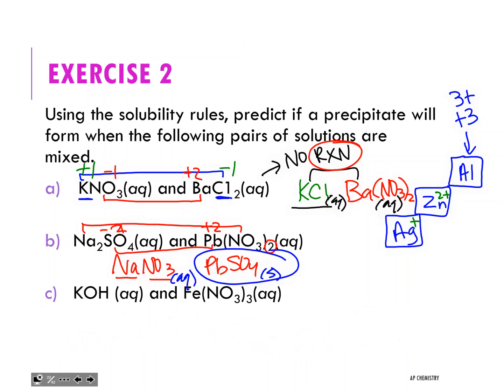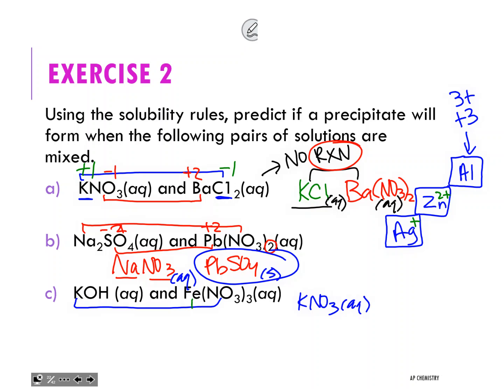3 nitrate. Now, K, of course, goes with nitrate, KNO3. Potassium's +1, alkali metal again, nitrate's -1. So that's a 1-to-1 combo. And we know that alkali metals and nitrates are always soluble, so that one's AQ.